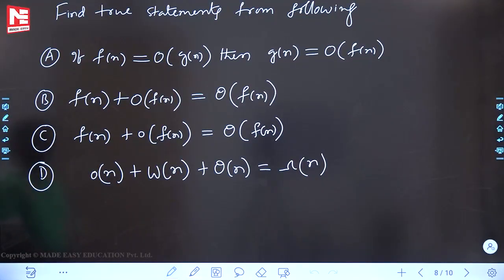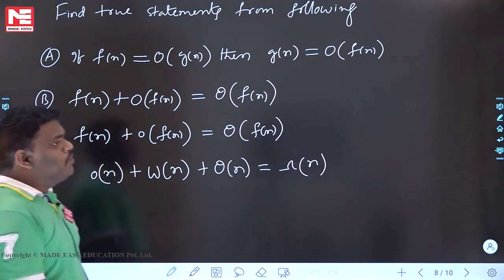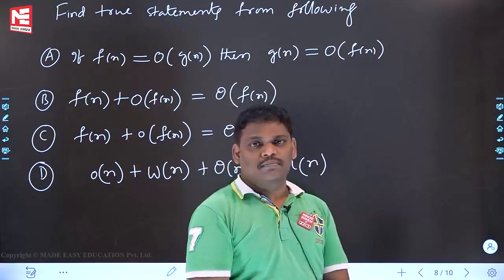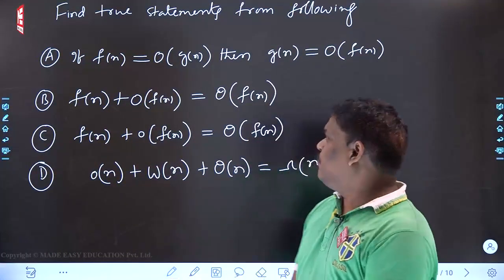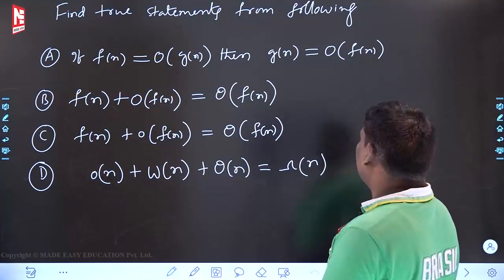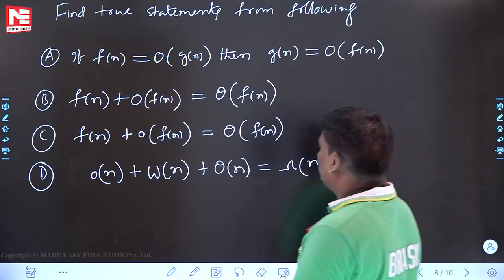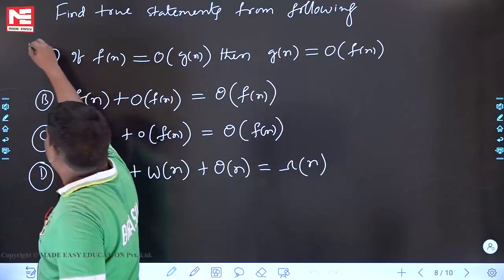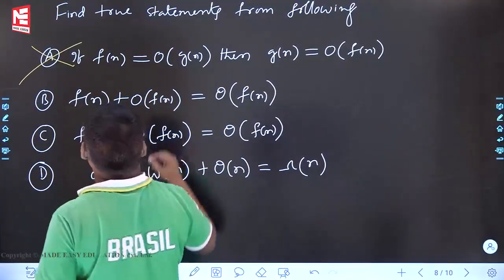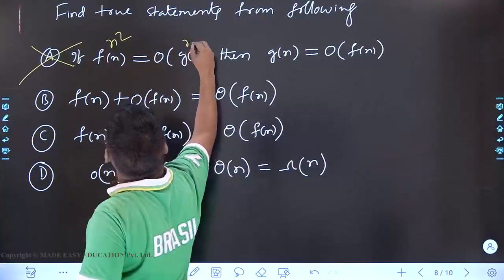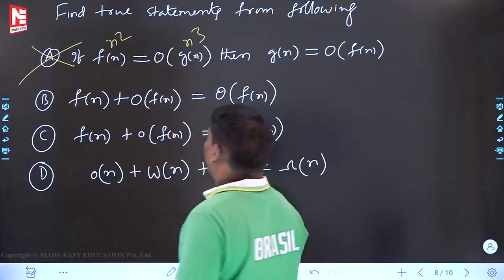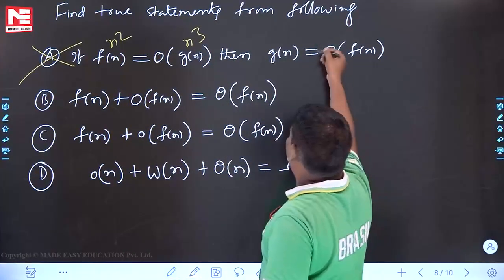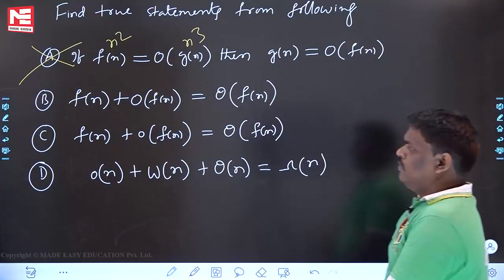If f of n is big O of g of n, then g of n is big O of f of n. True or false? Need not be. What is the reason? You can only say n square is order of n cube. How can you say the reverse is possible? This need not be. That is the reason option A failed.